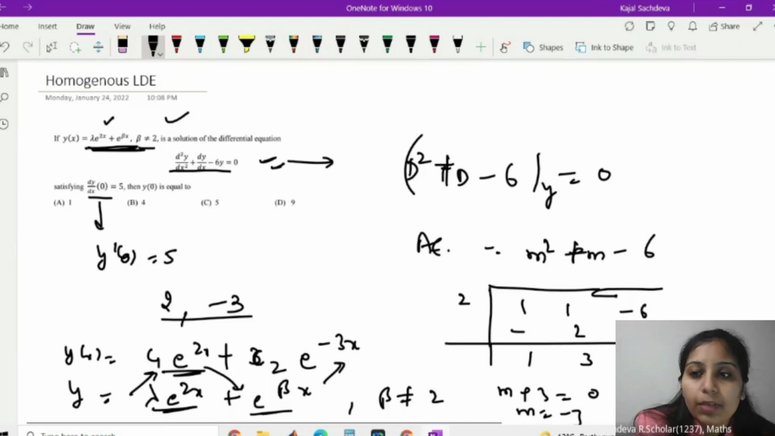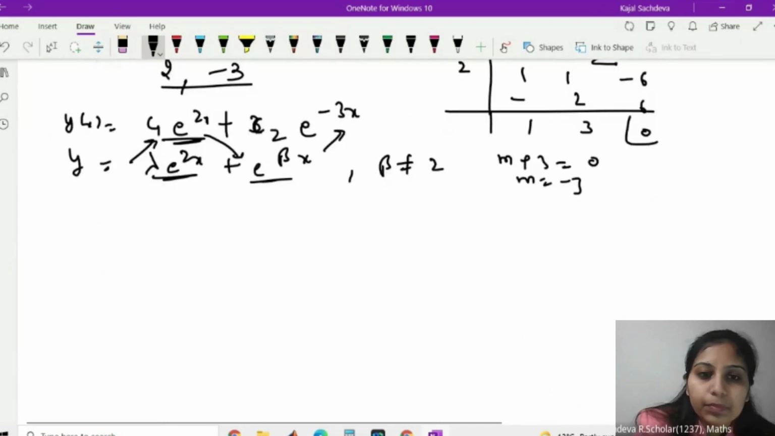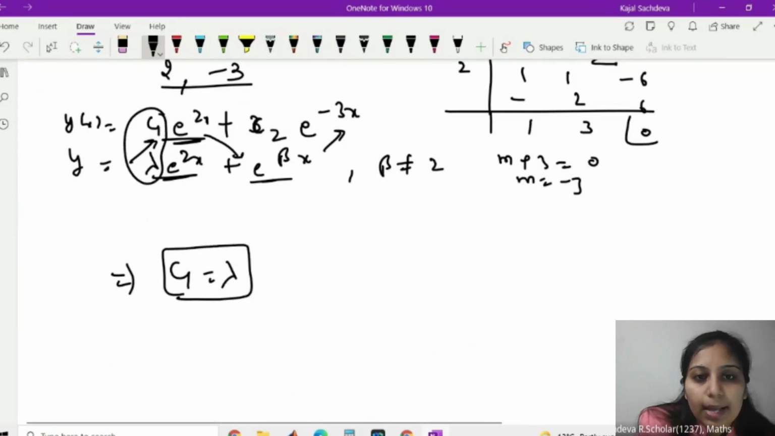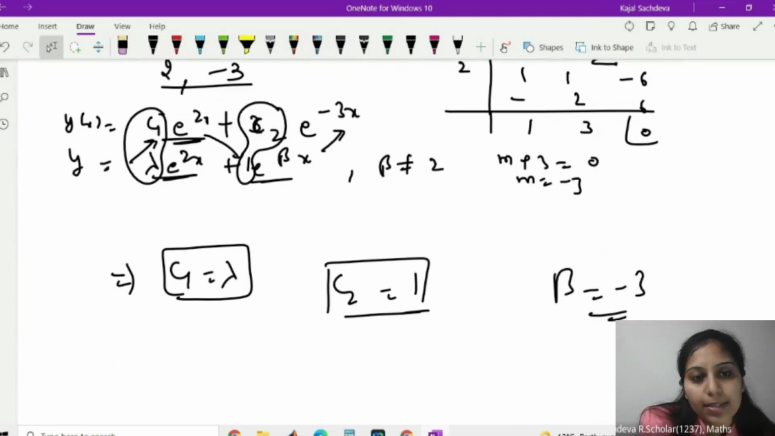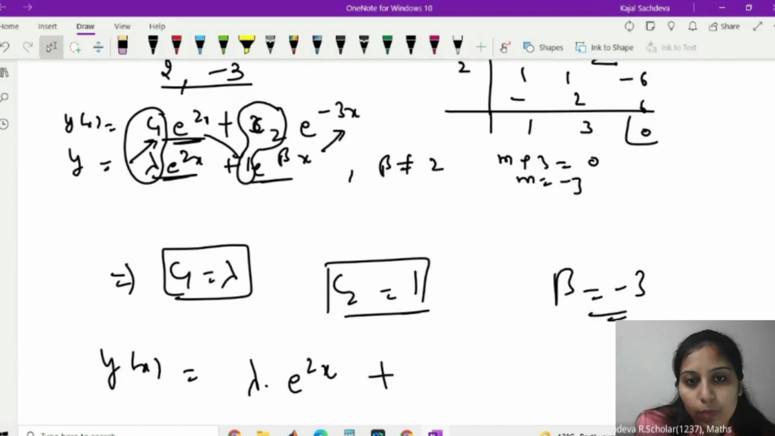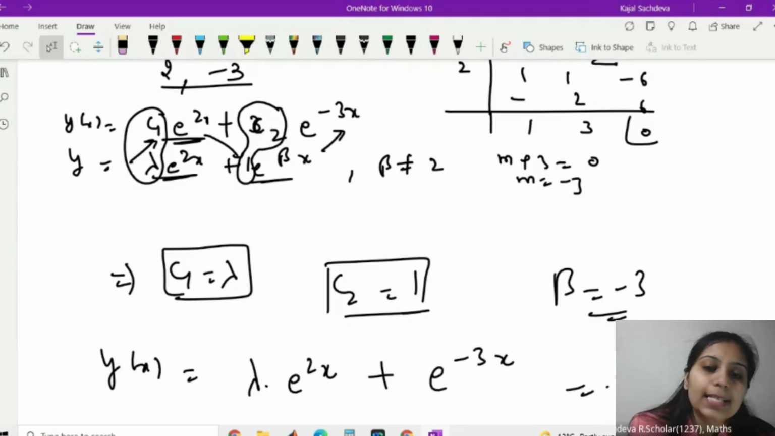So we get after comparison C1 is equal to lambda, first of all, both must be equal, and C2 is equal to 1 as no constant is here. So C2 is equal to 1 and beta is equal to minus 3 after comparison. So we get y(x) as basically lambda into e raised to power 2x plus C2 value 1 into e raised to power minus 3x. So we get y(x) as this.